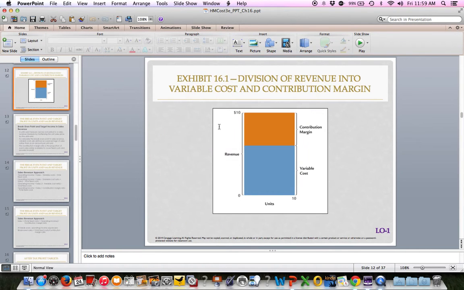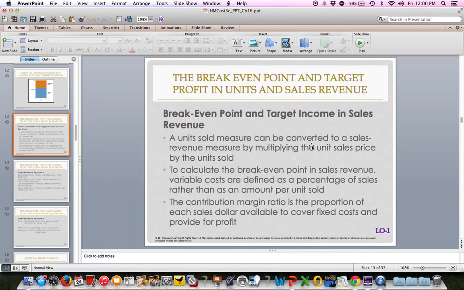If I go back a screen, my contribution margin here is $4, assuming variable cost is 6, which I think it is based on where this line is between blue and orange. So if my contribution margin is 4, 4 divided by $10 gives a contribution margin ratio of 40%. That's basically what this screen is saying: I can take a contribution margin as a number and turn it into a percent.